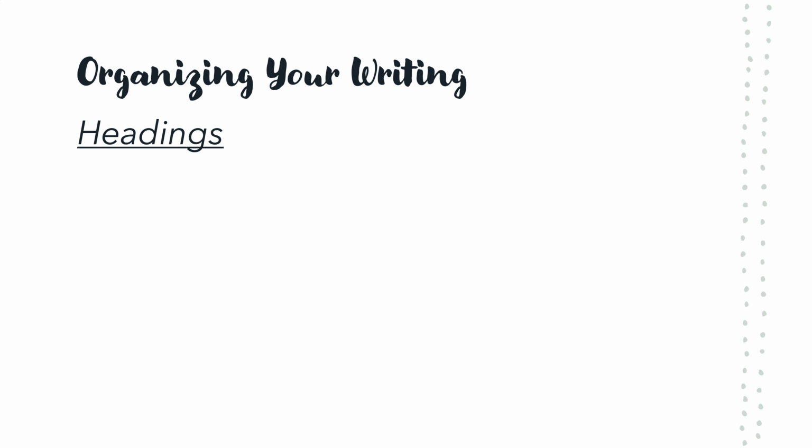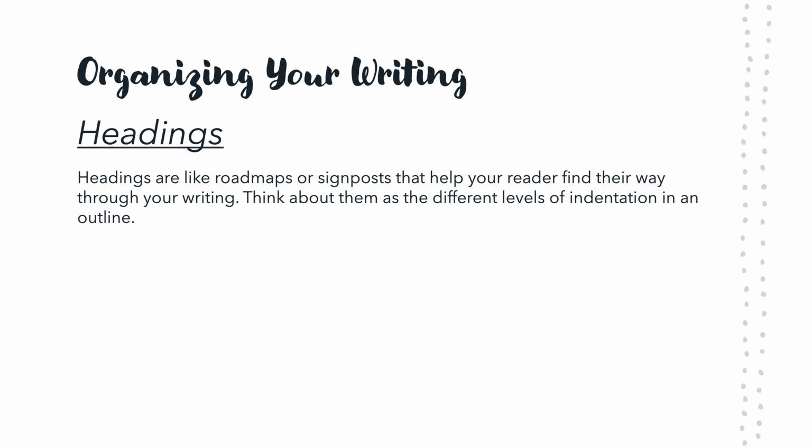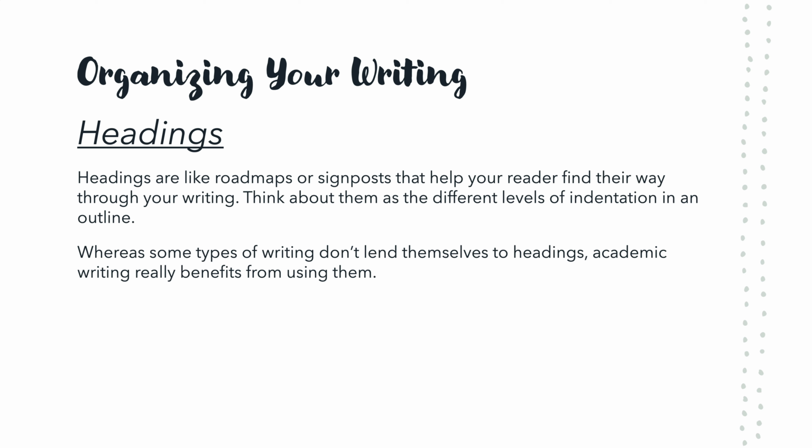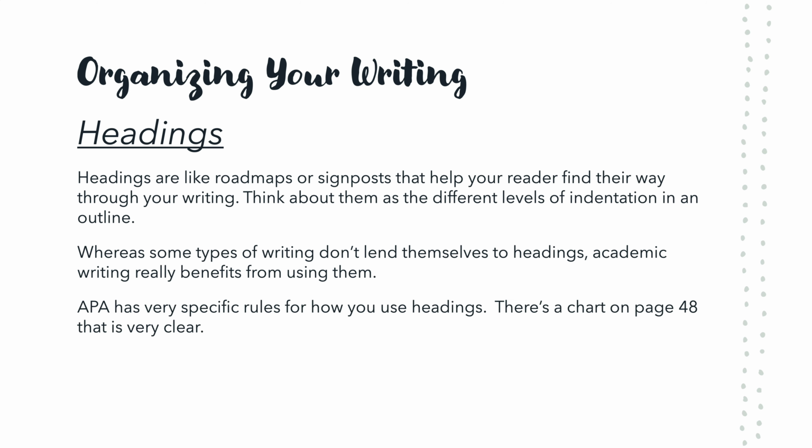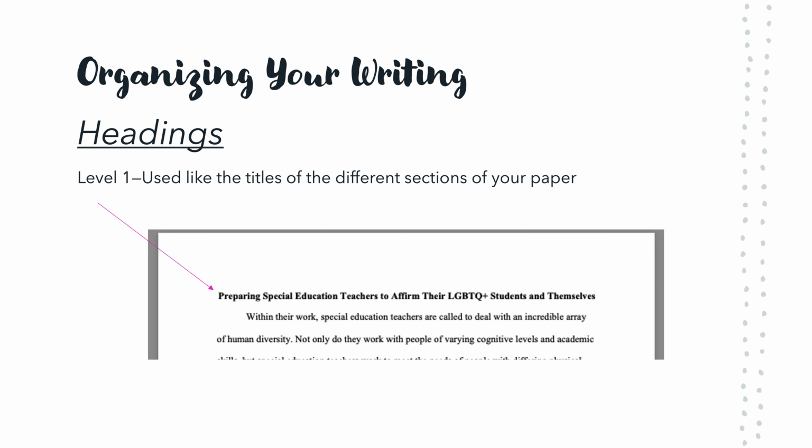APA is wonderful about being organized because it asks you to use headings. Headings are like roadmaps or signposts that help your reader find their way through your writing. Think about them as the different levels of indentation in an outline. Whereas some types of writing don't lend themselves to headings, academic writing really benefits from using them. APA has very specific rules on how to use headings, and there's a chart on page 48 of the APA 7 manual that is very clear.